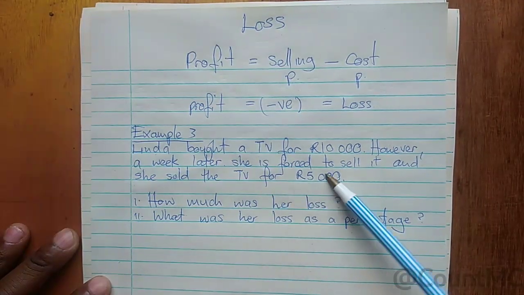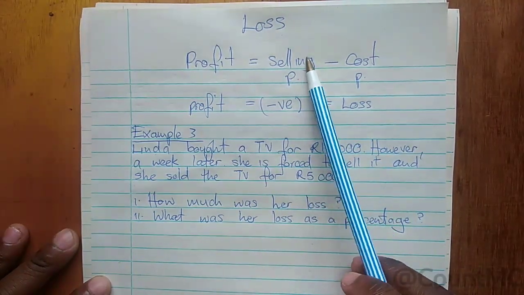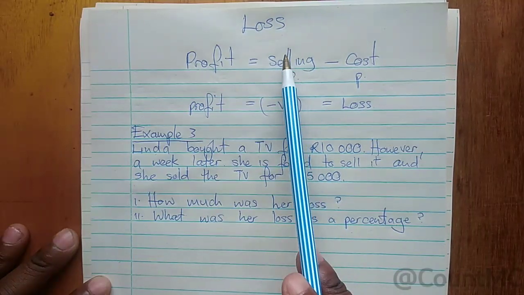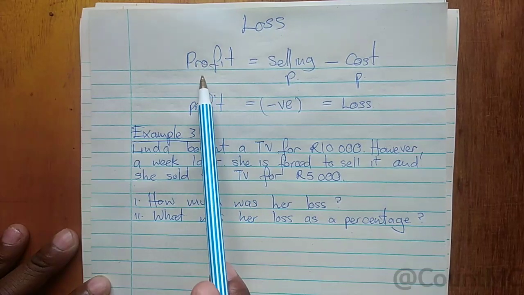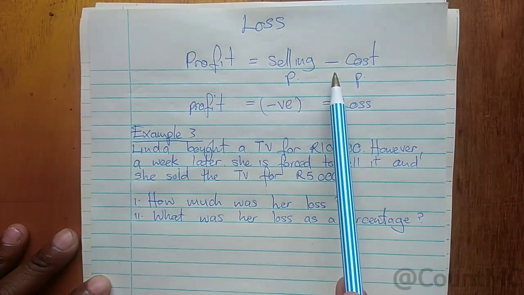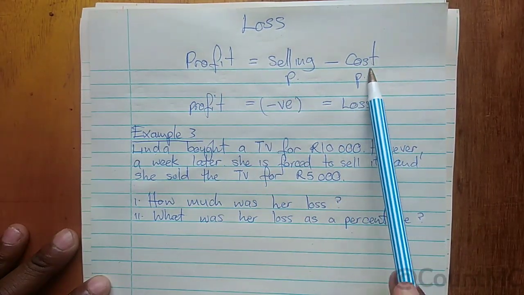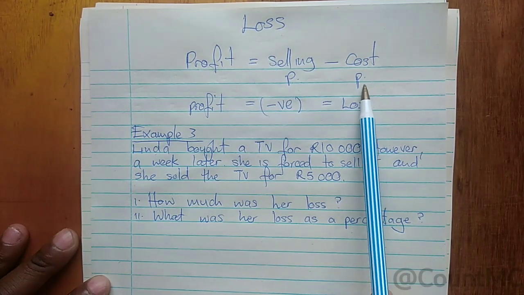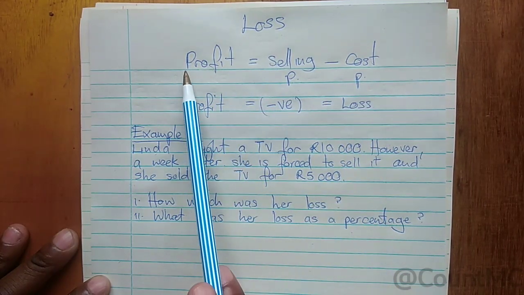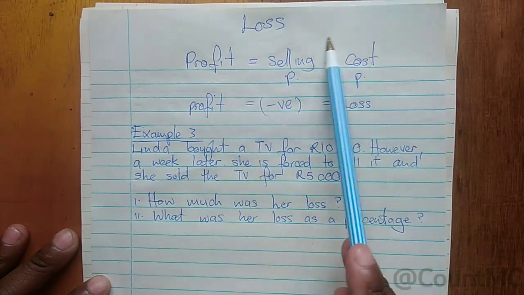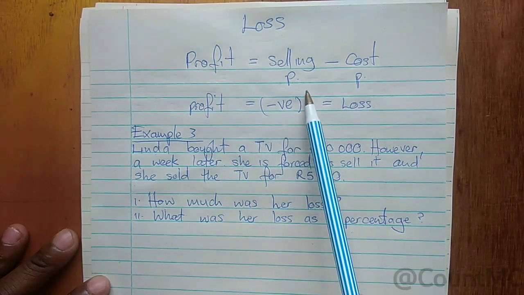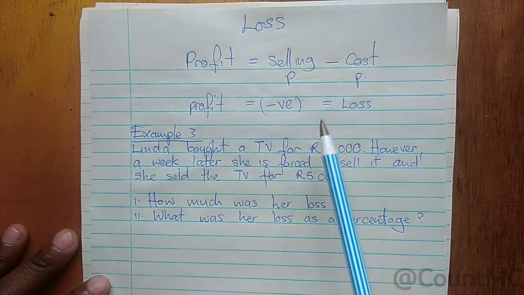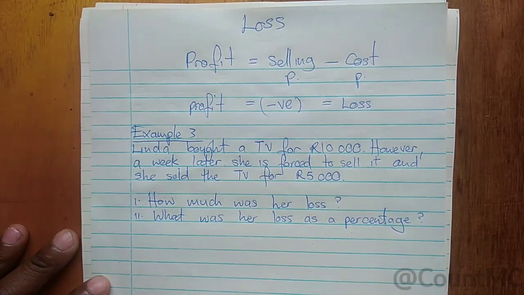Now let's talk about loss. The profit equation is the same as the loss equation. So profit is equal to selling price minus your buying price, or you can call it cost price. Profit happens when this answer is positive, and loss will happen when this answer is negative. So we just use the same equation.